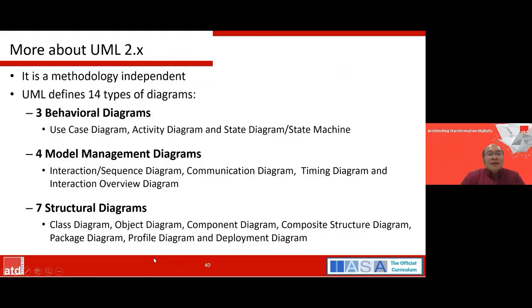Then, about UML, there are actually types of diagrams. There are 14 of them, right? Three are behavioral, four are model management, and seven are structural. So we need to understand when to use what, or where to use what. These are critical today, and you need to apply them correctly.